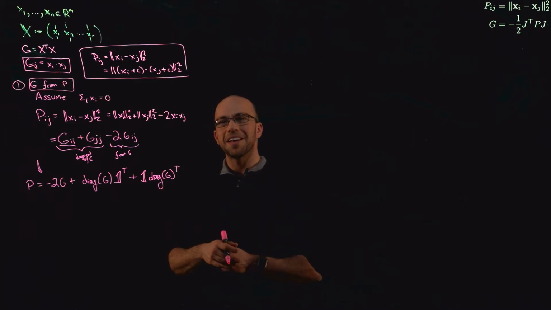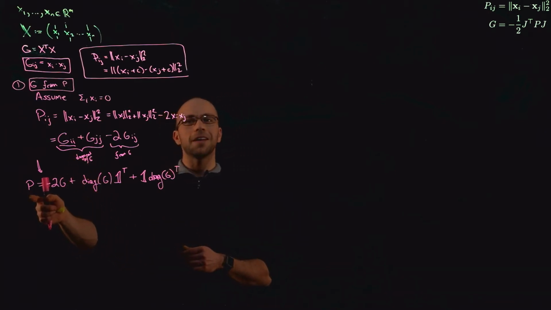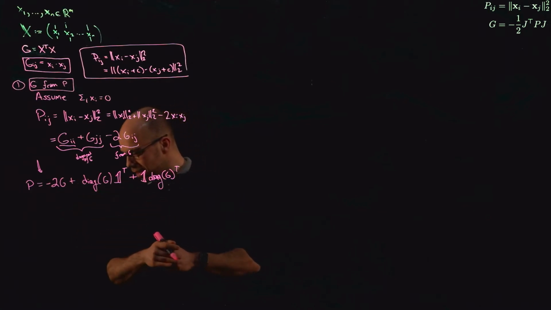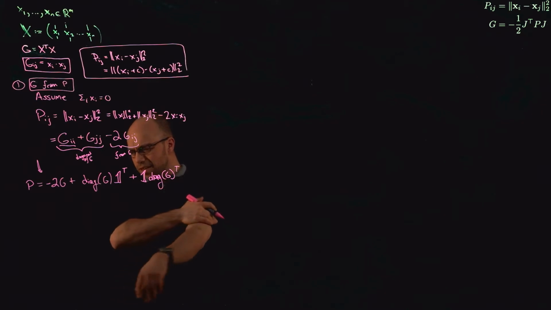Okay, so now we have a relationship between P and G, but it doesn't quite do what we wanted, right? Because we wanted to get G from P, but we currently have a way to get P from G, so we have to invert these two things. Okay, so let's see if we can do that.